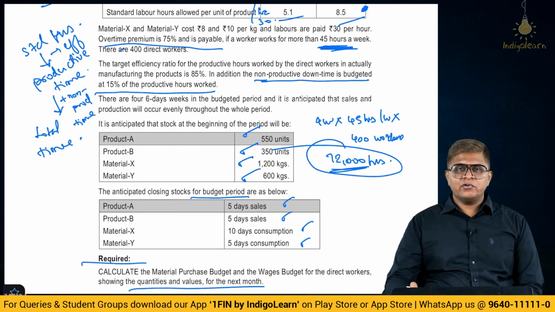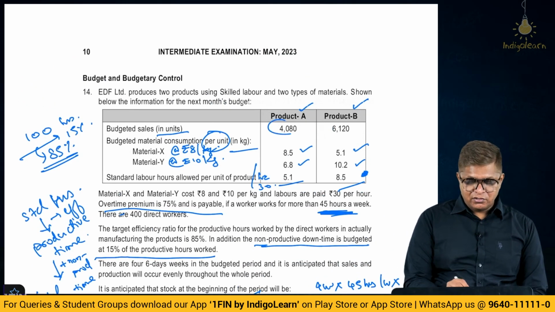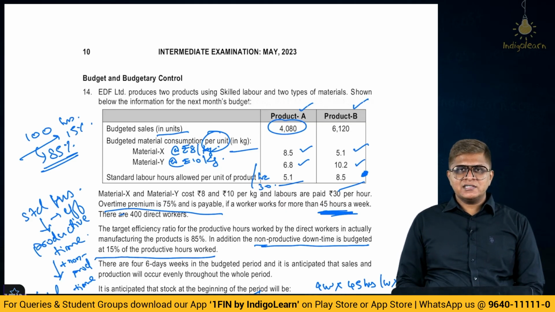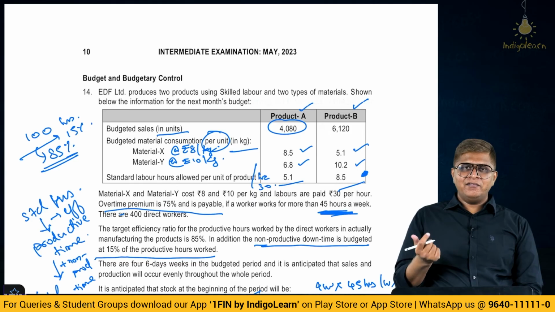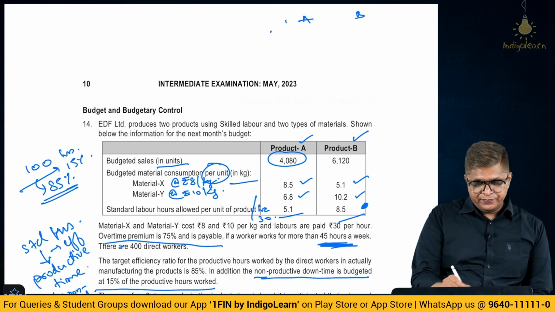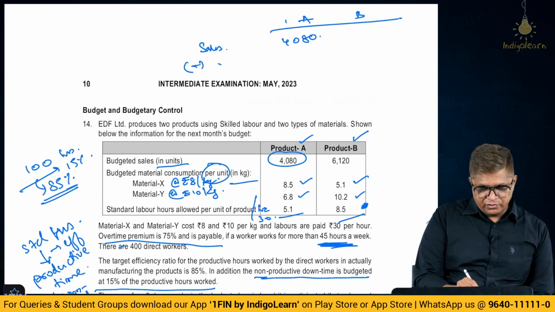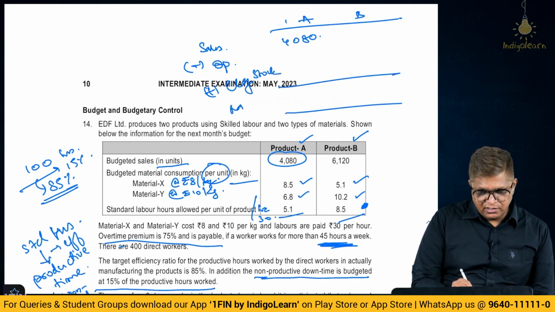Now let me give you an example. Let's take product A. How many units are we planning to sell? We are planning to sell 4080 units. Now, are we going to manufacture 4080 units? No, because we have some opening stock and we have some closing stock. So we will adjust for that and understand how many units we need to manufacture. So for product A, sales required is 4080, but out of this some units are already available in the opening stock, and we also require some closing stock to be kept. So we will arrive at how much is to be manufactured.